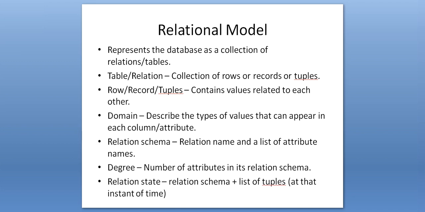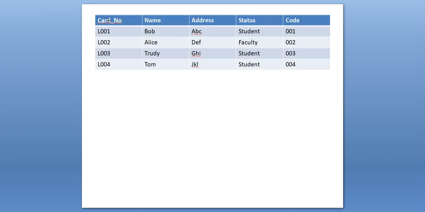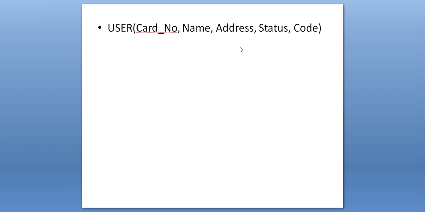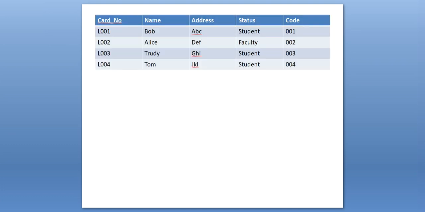And then relation schema. The relation name and the list of attributes, something like this, represents the relation schema of the particular relation user. Because it has the relation name and the list of attribute names, it is a relation schema. And then what are the other things? Degree. What will be the degree for this particular relation? It has degree 5 because it has 5 attributes.